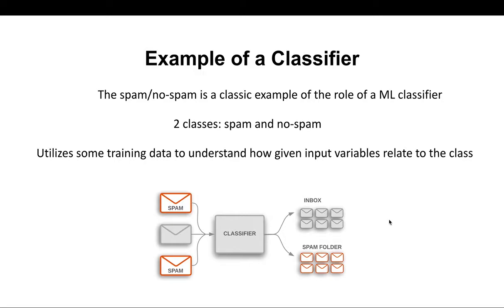And as you can see in the image, we basically train based off spam and not spam emails, and the classifier generally learns using supervised learning to distinguish between the two, and thus for output places the spam emails in a spam folder and the not spam useful emails in the inbox folder. So there is an example of the role of a classifier, like in the spam or not spam example.